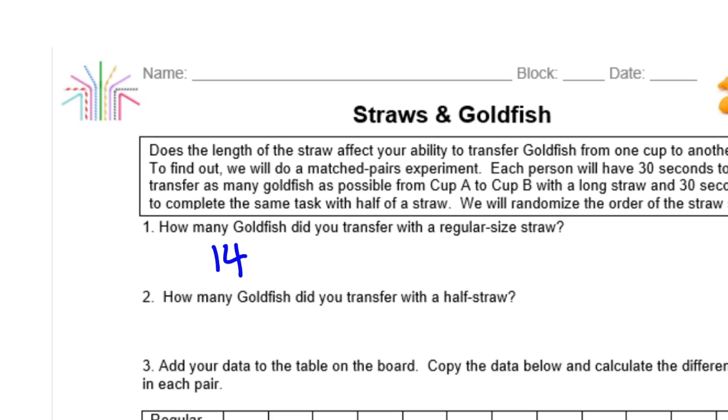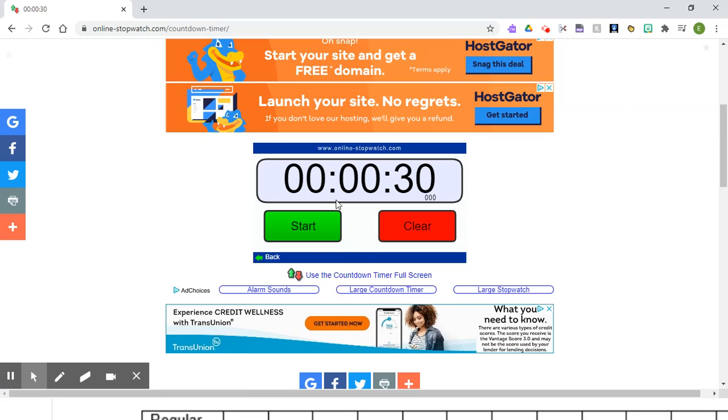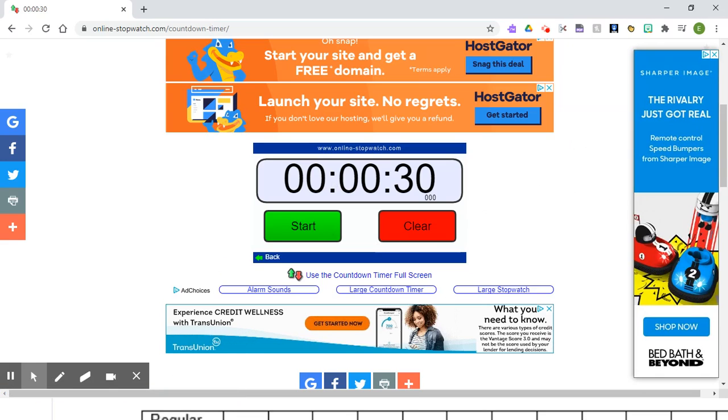Okay, and then let's do the timer one more time. So now you need to switch whatever straw you were using. And don't forget, if you were using a half straw the first time around, make sure you put it in the half straw question. You could have been answering question 1 or question 2. So let's do it again. Move your goldfish back to the cup on the left. Get the other straw that you didn't use the first time. And ready, set, go.